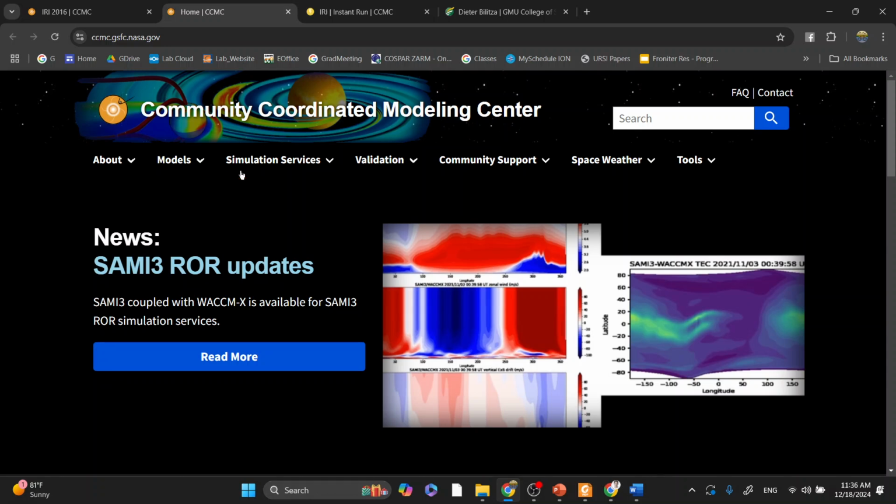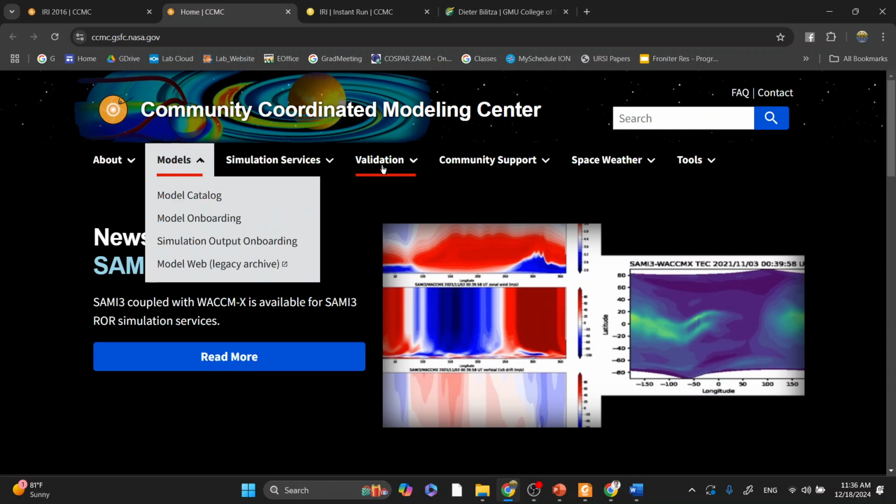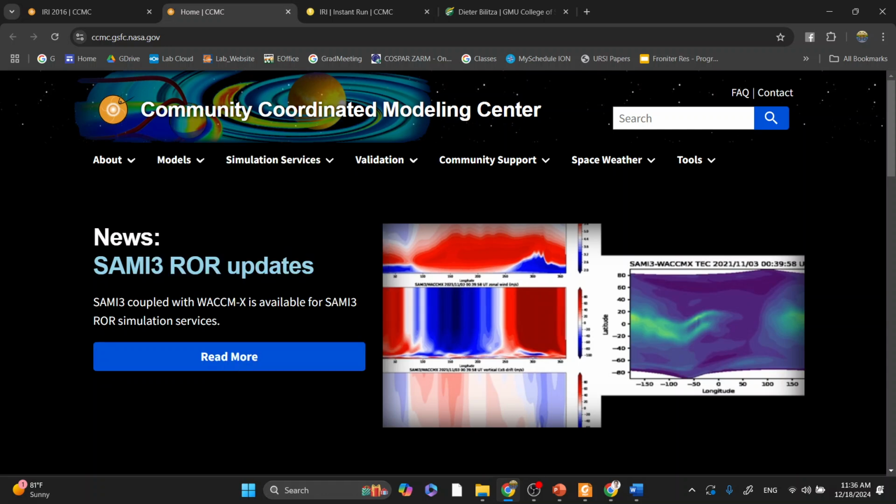Basically, they have a simulation service for different types of information. I haven't looked into this so much, but in this model, you can generate all these different values like ion density, TEC, at different layers around the world, and you can look at different models as well. For example, here this SAMI2, the WACCM-X model as well. They also run IRI and so on.